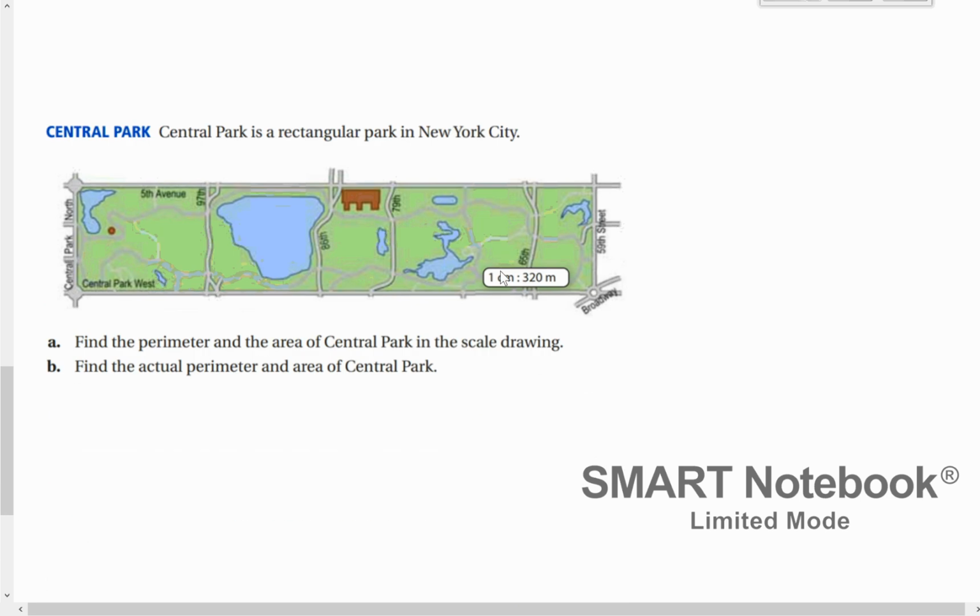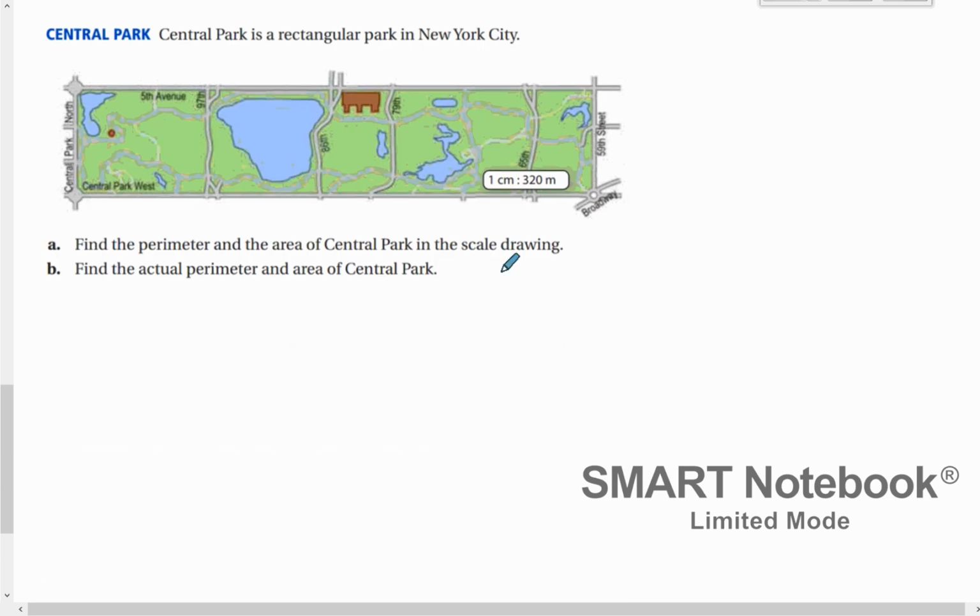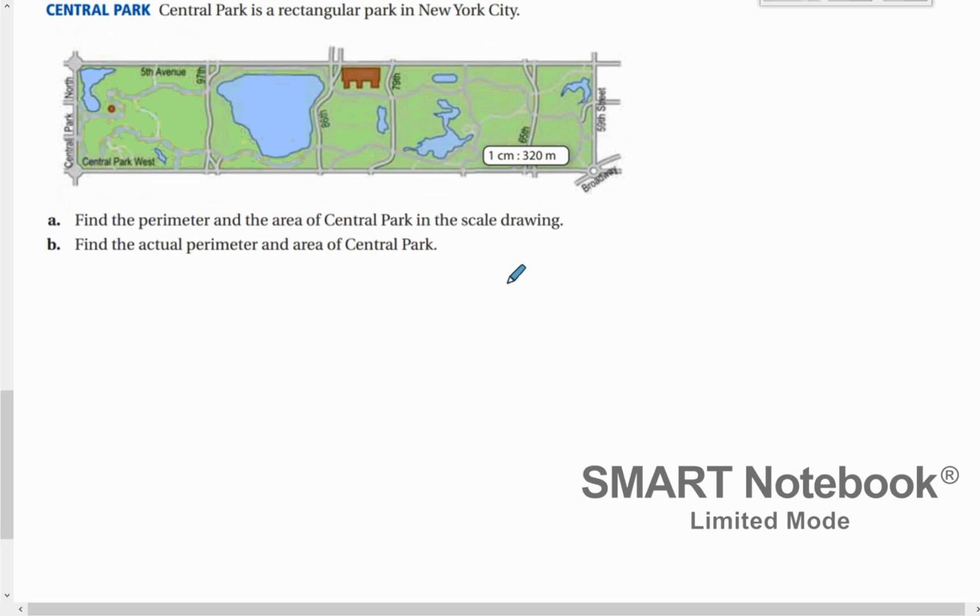Okay. Last one, Central Park is a rectangular park in New York City. For A, we want to find the perimeter and area of Central Park in the scale drawing. So the first thing we have to do is measure this out with a centimeter ruler. If I measure this out, I'm getting 12 centimeters. When I measure this out, I'm getting 2.5 centimeters.